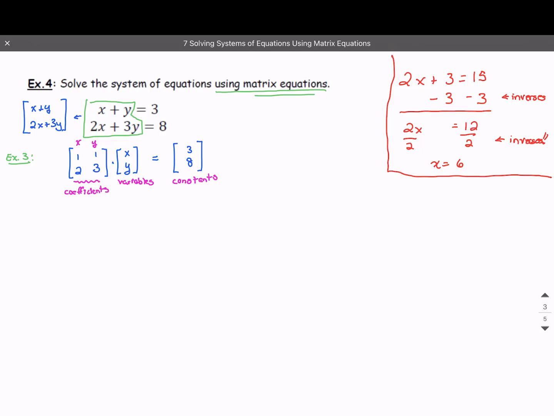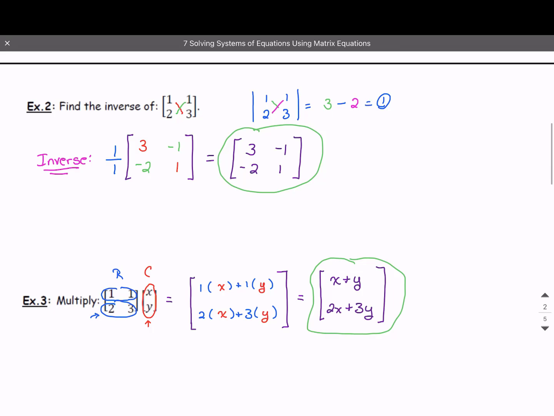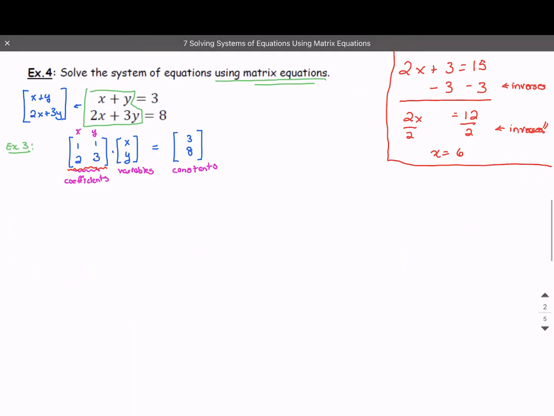So we are going to need the inverse of this matrix. Well, lucky for us, that's the matrix we had in example 2. So we already found the inverse. So we are now, using our work from example 2, going to multiply both sides of the equation by the inverse matrix. And this inverse matrix must go first on both sides.